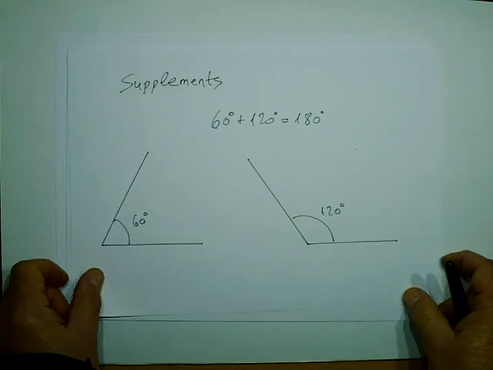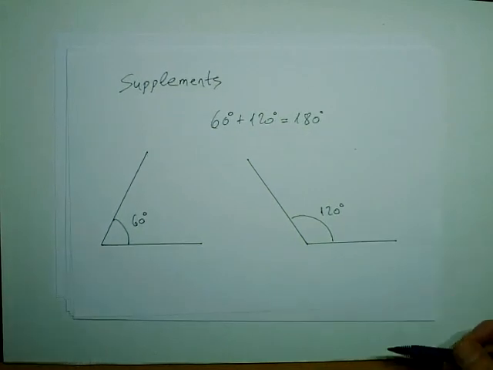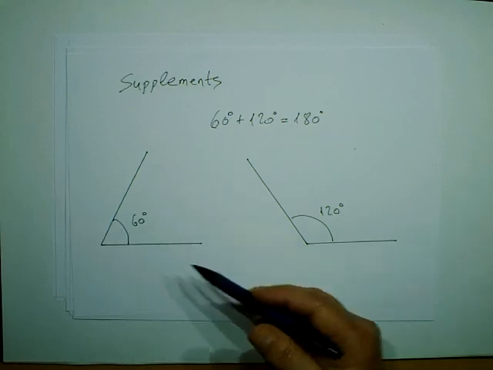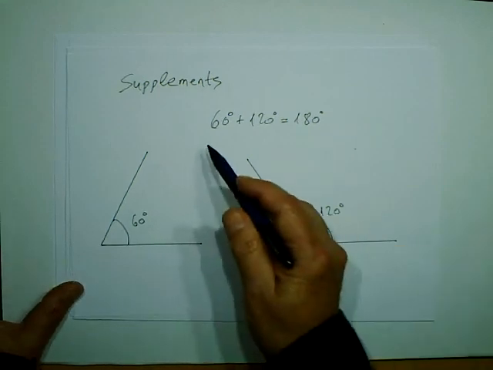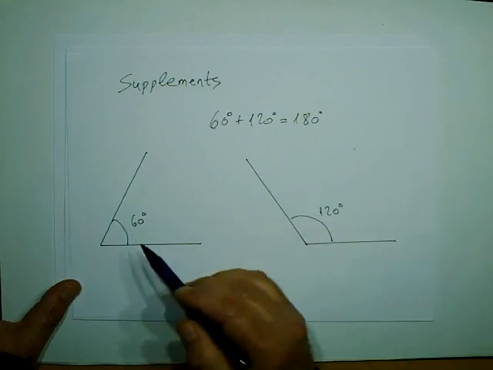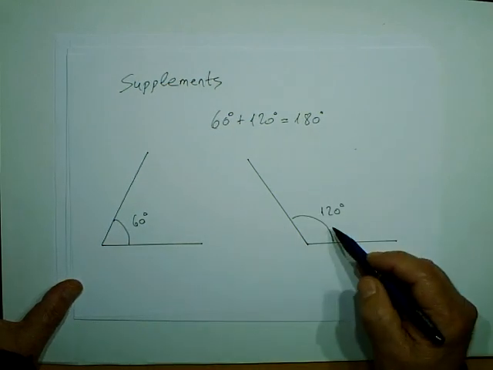Finally, supplements. Two angles are supplements, or the first one is a supplement of the other, if they add to give 180 degrees. For example, 60 degrees here is the supplement of 120 degrees.